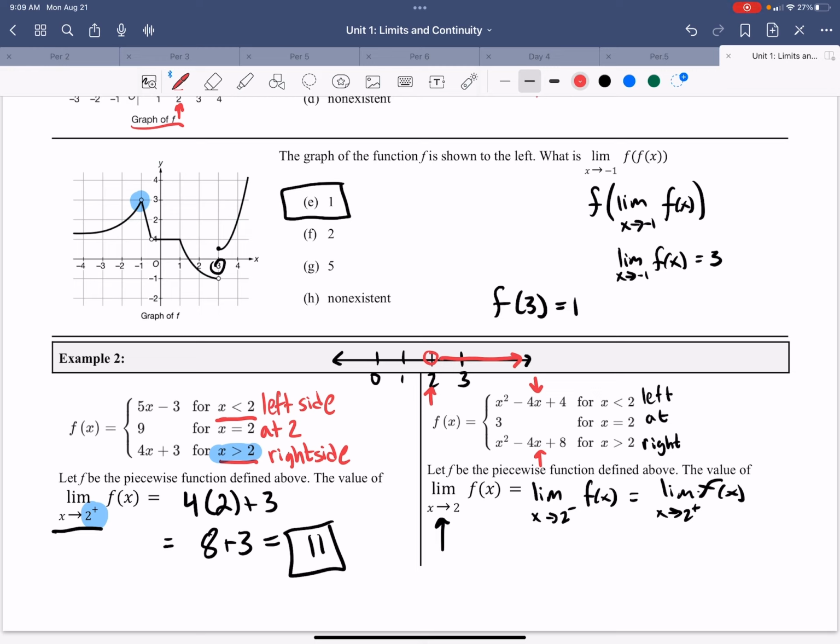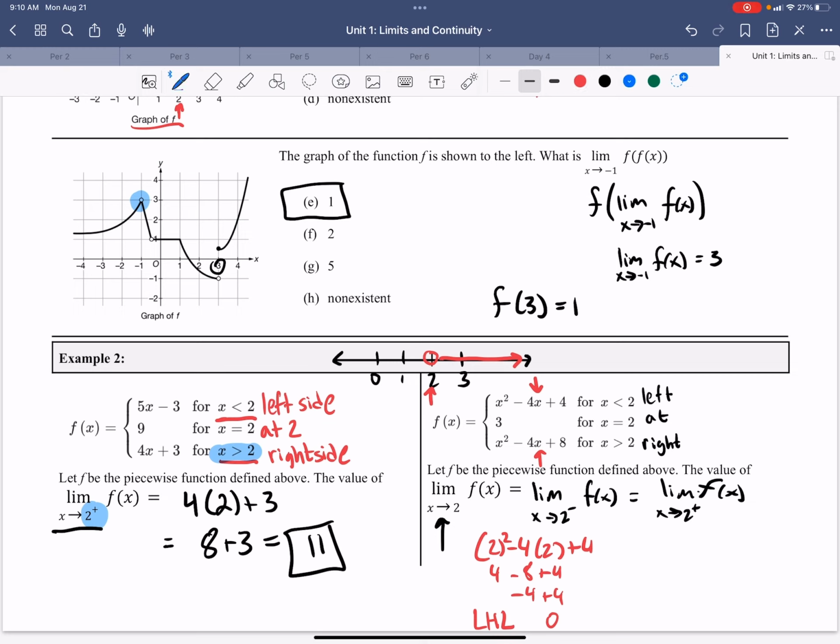Alright, so let's practice the left side one. We're gonna have 2 squared minus 4 times 2 plus 4. 2 squared is 4 minus 8 plus 4. 4 minus 8 is negative 4 plus 4. We get 0. So that's our left hand limit, right?